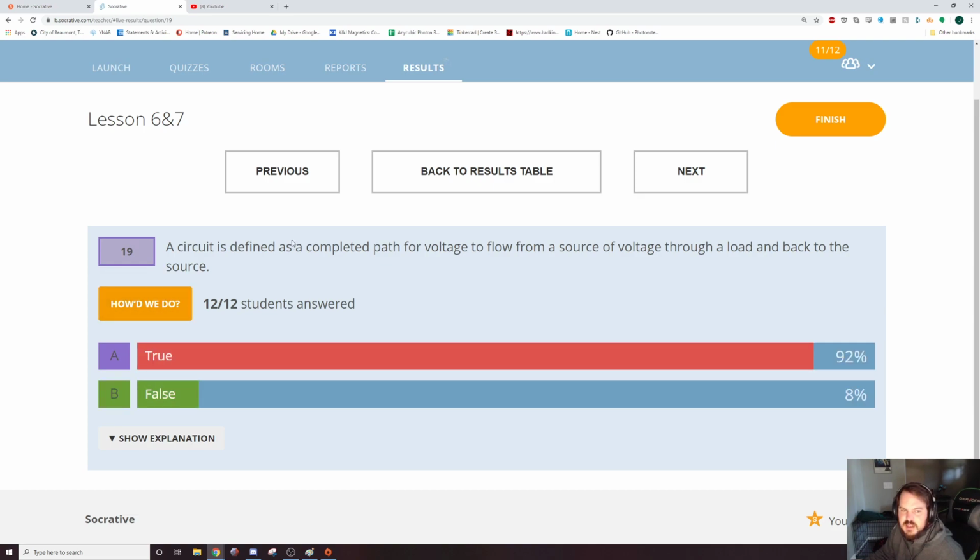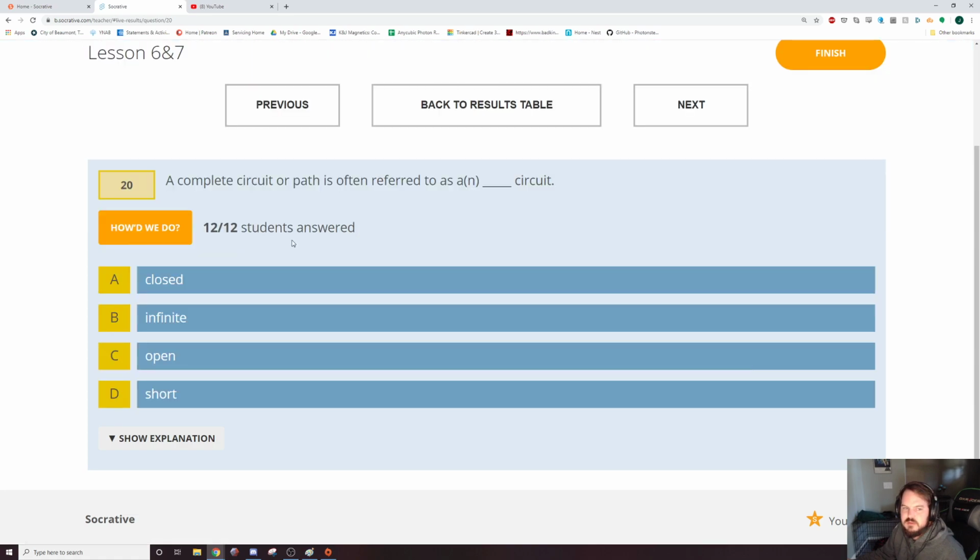Ooh, yeah, this is that. Voltage doesn't flow. That's the trick here. Voltage doesn't flow. Current flows. A complete circuit is a closed circuit.